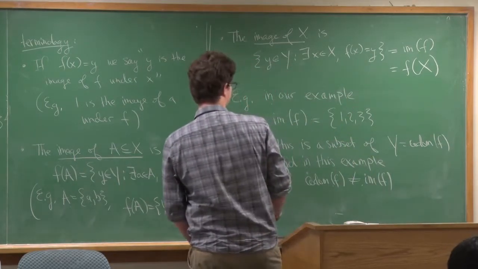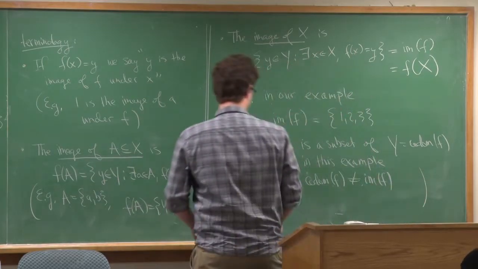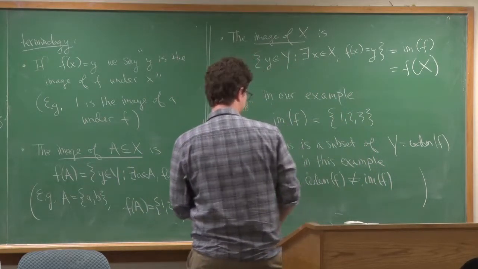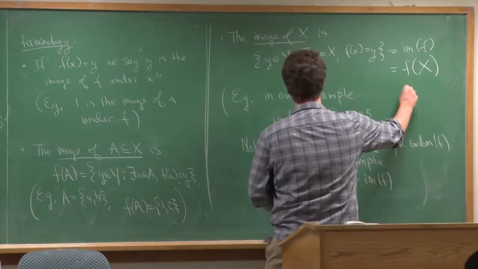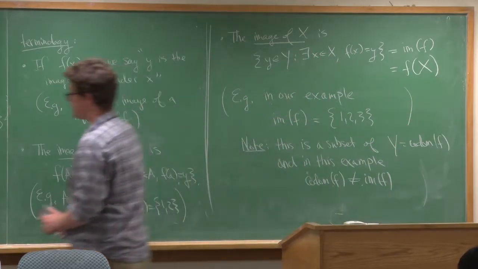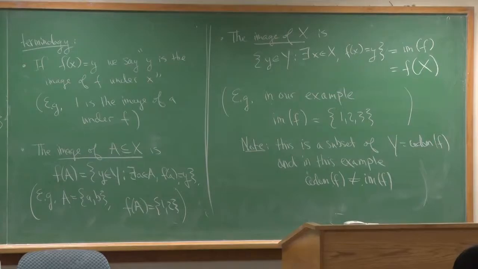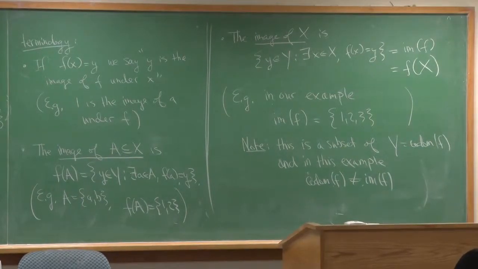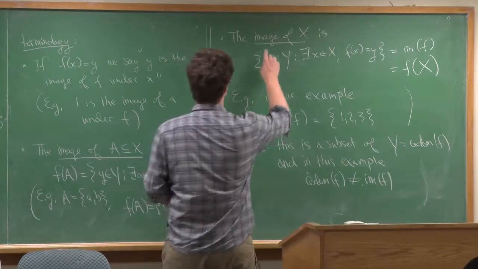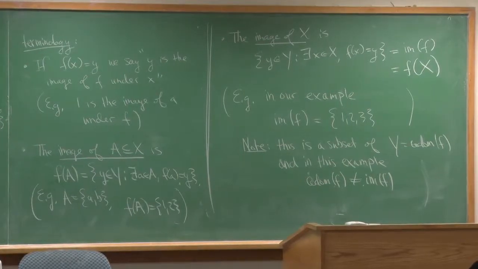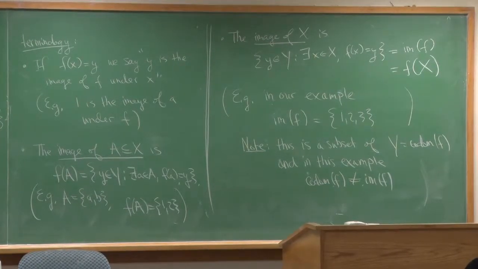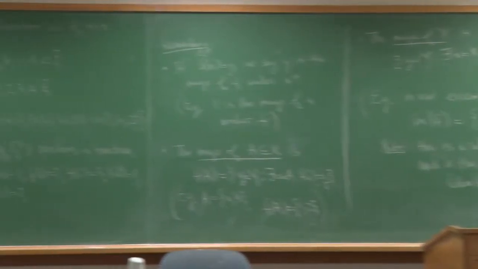All right, so let me do it like this, okay? So this is the image. Does that make sense about what the image of f is? All right, it's a subset. So this is the image of x under f. Okay, so let me keep this up, and I'm gonna modify this a little bit.